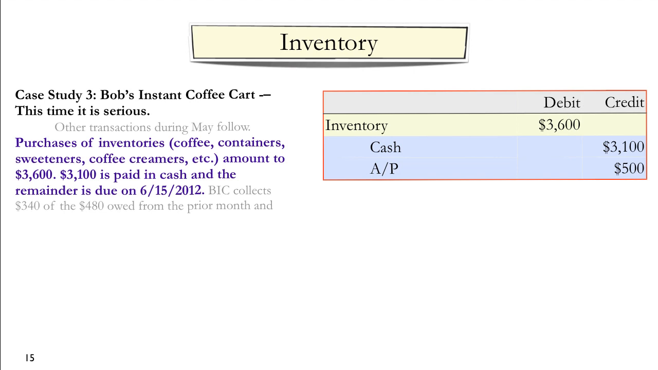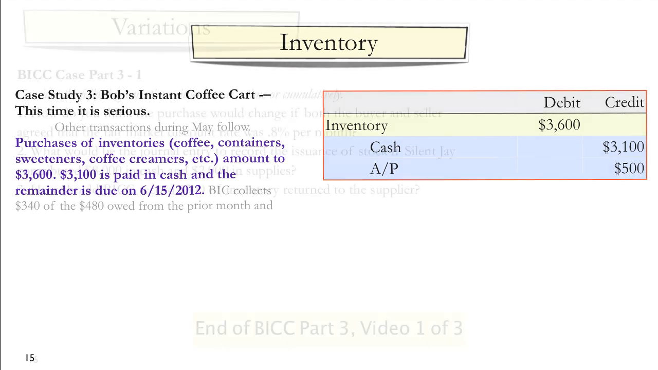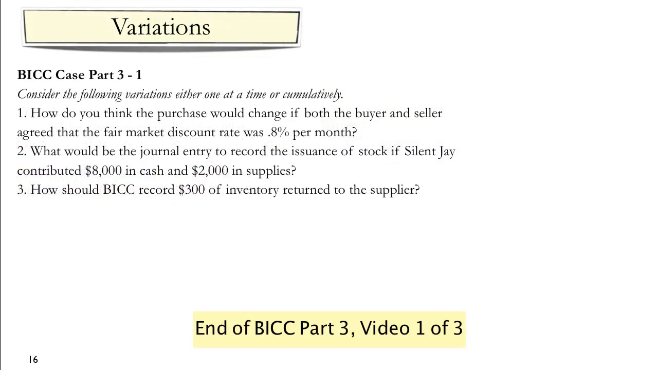The transaction is fairly straightforward. Inventory of $3,600 is acquired, $3,100 is paid currently, and a promise to pay $500 in a month's time is also made. As is usual, we leave you with a number of variations that you may want to try to test your knowledge and understanding of the accounting concepts covered in this video.